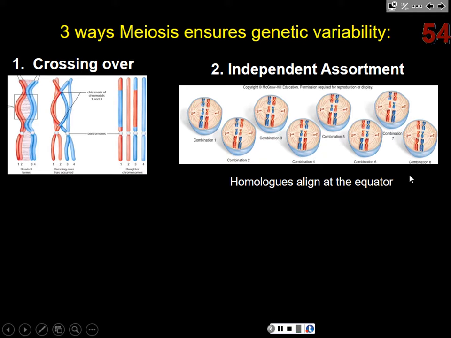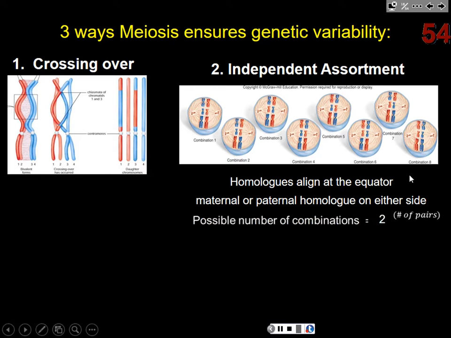Notice in the first one, all the maternal chromosomes are on the right, the paternal on the left, and then they've mixed it up. So you have 8 different combinations there. Maternal or paternal homologs on either side, all different combinations. And then again, remember, the possible number of combinations is 2 raised to the number of pairs.